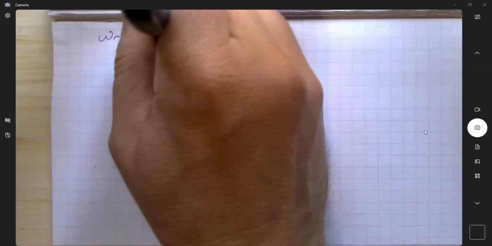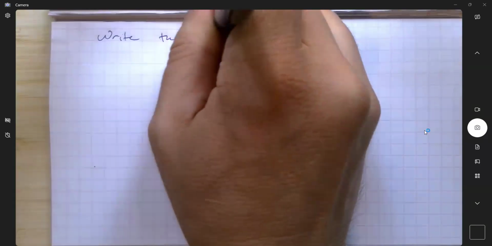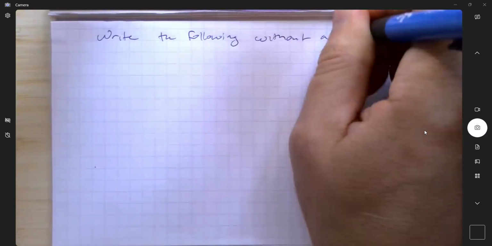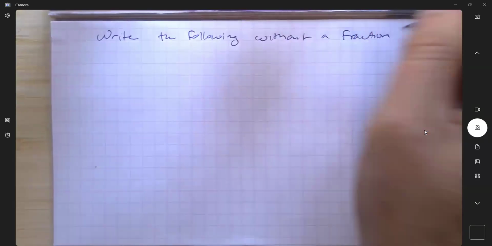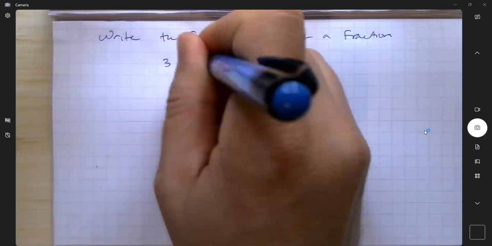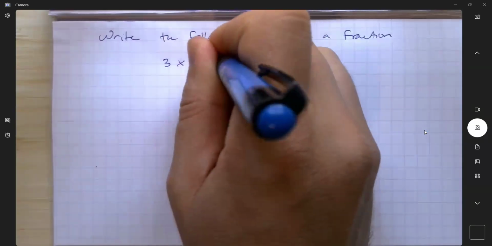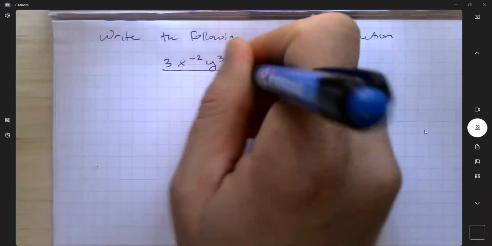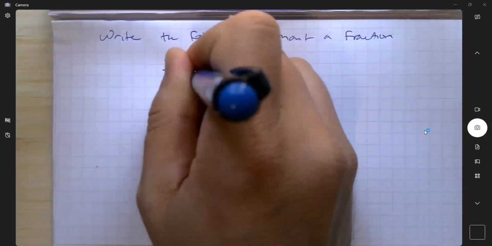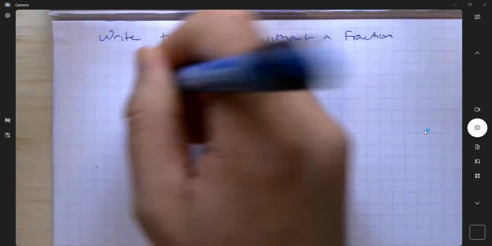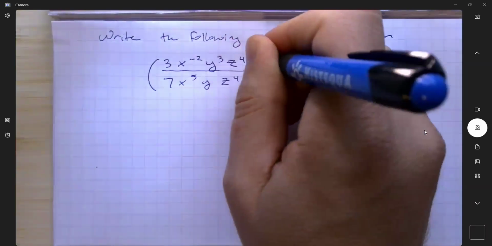Let's write the following without a fraction. 3x to the minus 2, y to the 3, z to the 4, divided by 7x to the 5th, y, z to the 4, all raised to the 2nd power.